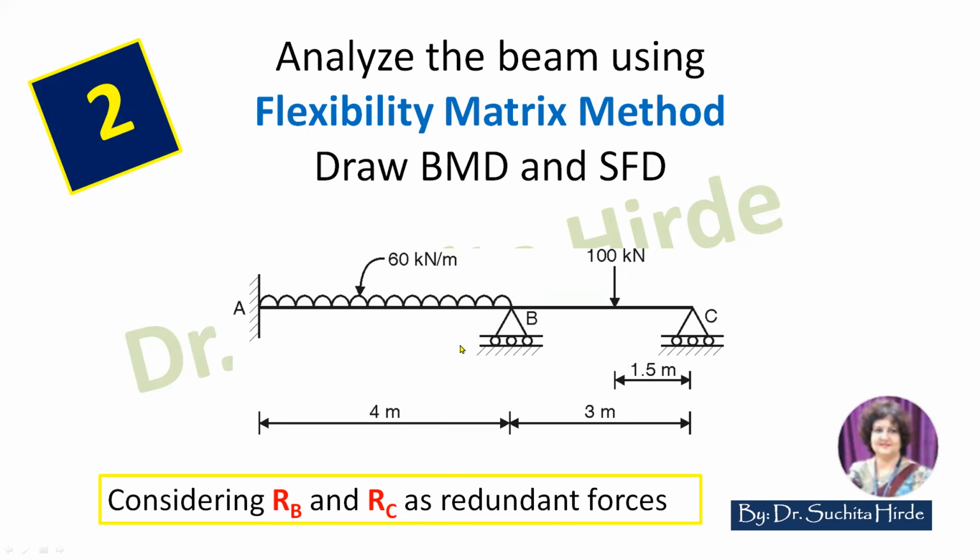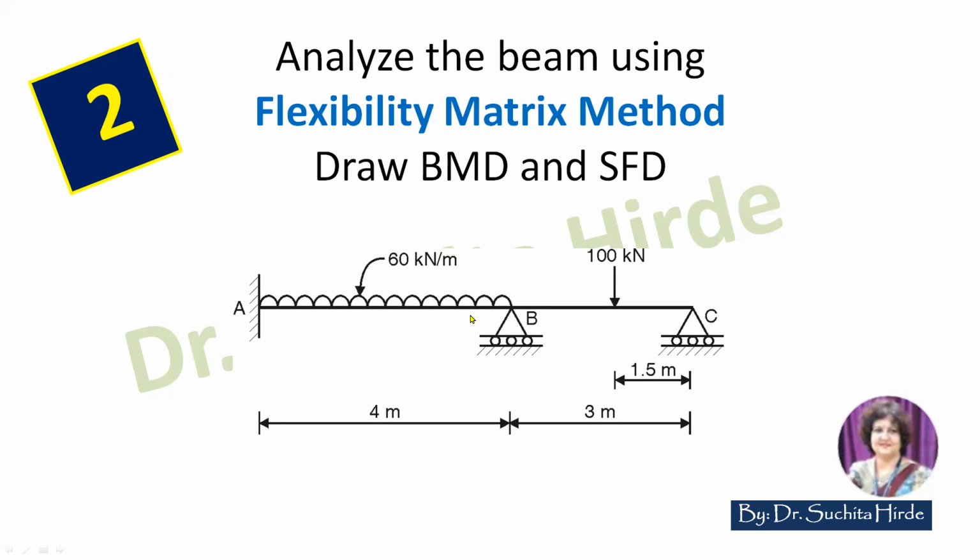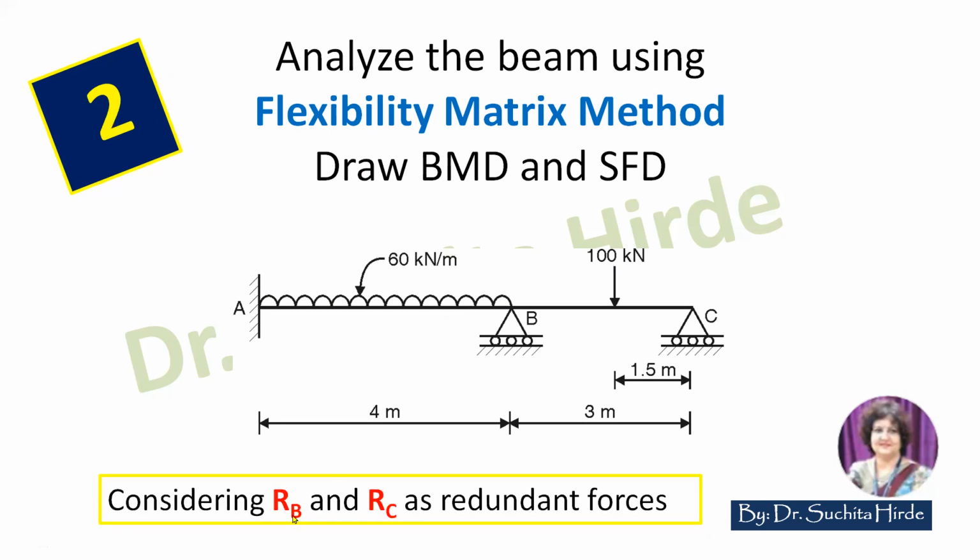So this is the difference in first way and second way. In first way, we will consider MA and MB as redundant forces and we will apply conjugate beam method to develop flexibility matrix. Whereas in second way, we will consider RB and RC as redundant forces and we will apply unit load method to develop flexibility matrix. So let us start.